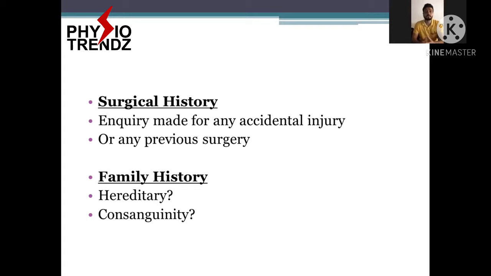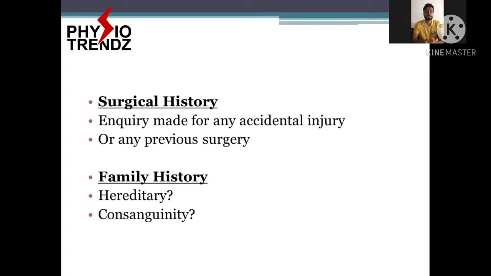If possible, we also have to mention the date of that surgery, which occurred in the past, and also what surgery has been performed, the accurate information, as much as we get to know from the patient's medical files. We have to include that in the surgical history.